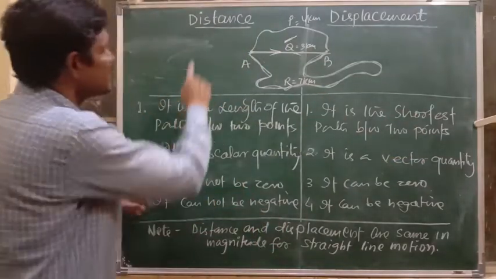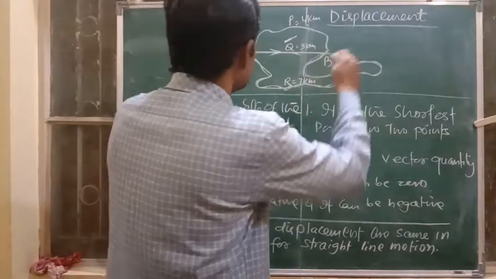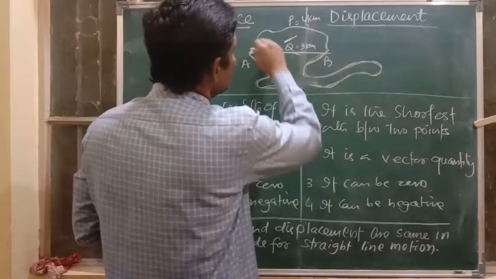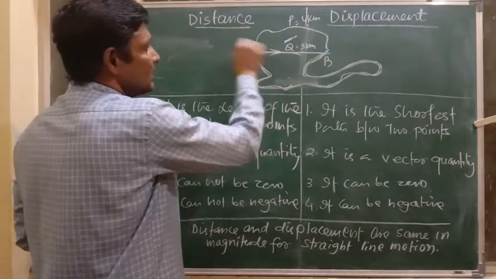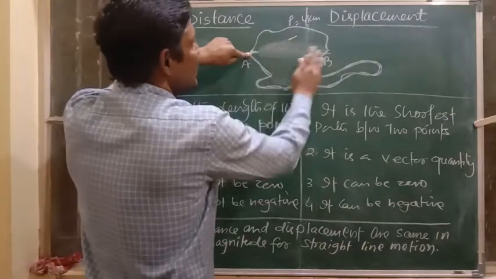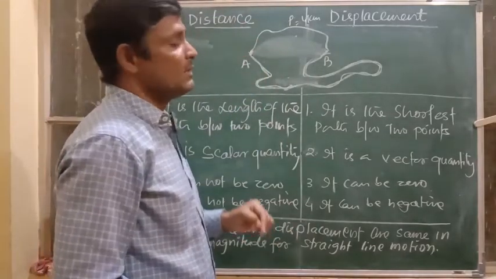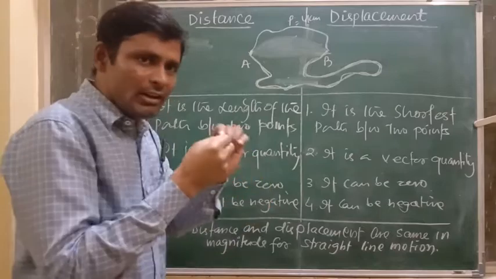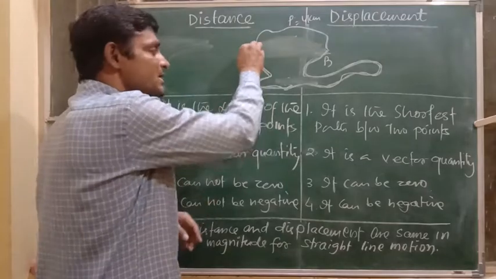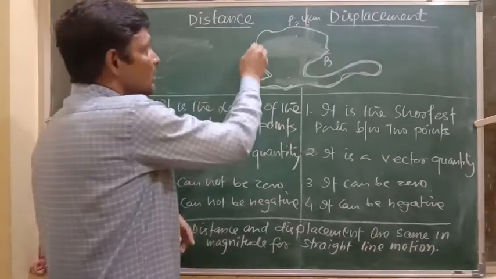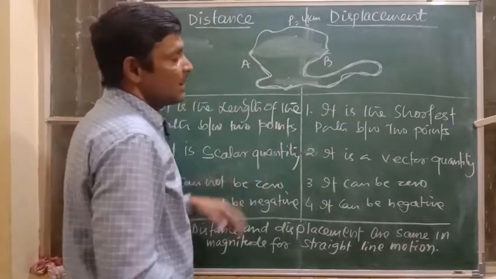Now the third point is distance cannot be zero. So if we see that P went through this path and came back through this path, the initial point is A and the final point is again A. So for the case of displacement, what do we do? We draw a straight line from initial to final point. So the initial point is A and the final point is A again. So the straight line will be drawn here of length 0. So displacement can be 0.